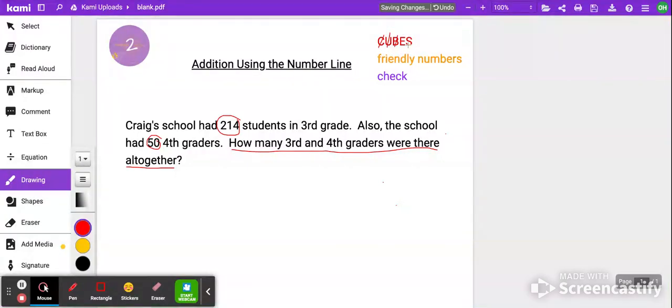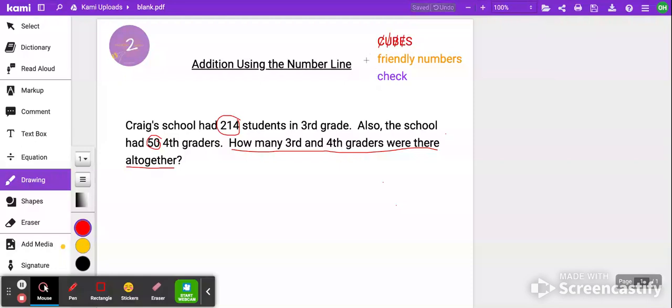The E just simply stands for to evaluate the question, to make sure that we know exactly what we should do. And as we mentioned, because it has that word altogether, we know that this is an addition problem. And then next, the S stands for actually to solve the problem. So let's go ahead and start doing that, or continue to do that.